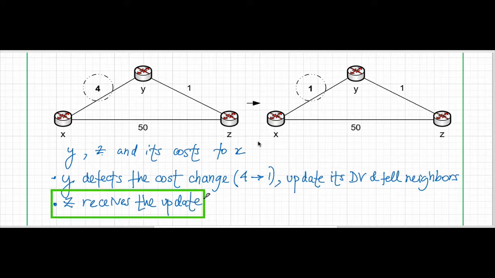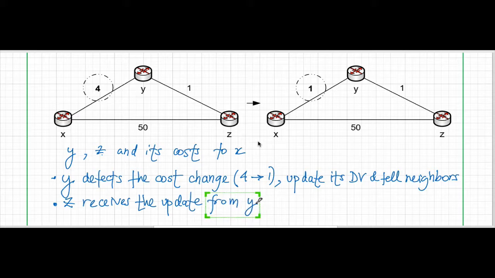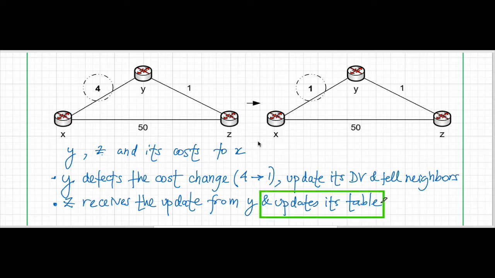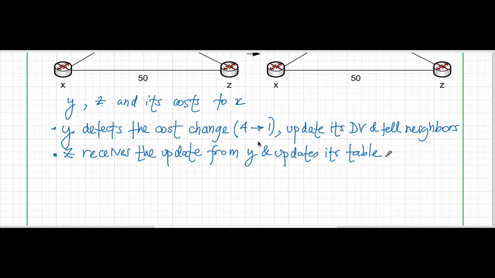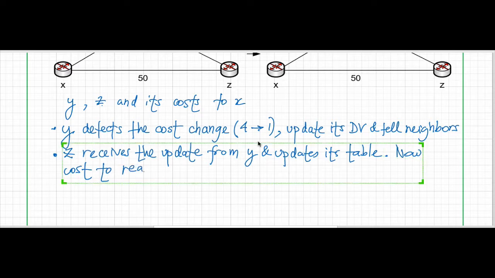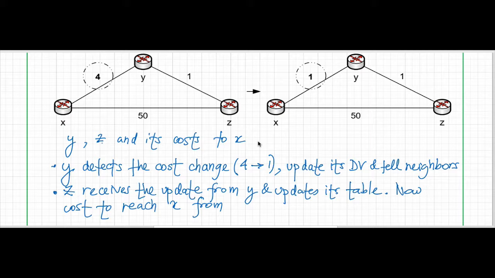The update from Y, where it informs it of the new change, and the update is stable. It receives it there, and as that is stable, now the cost for Z to reach X from Z, which used to be 5, is going to go from 5 to 2.